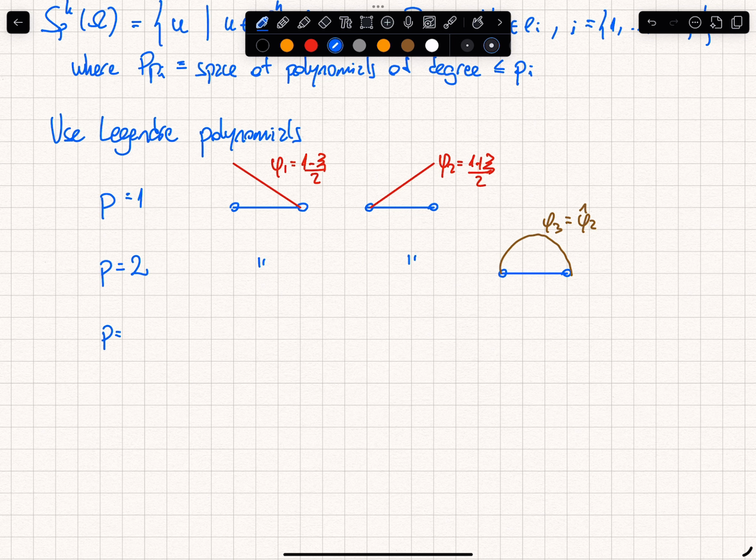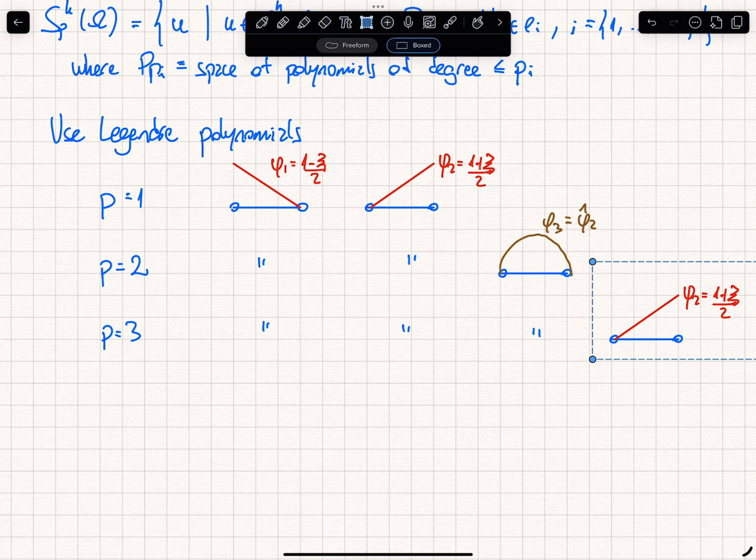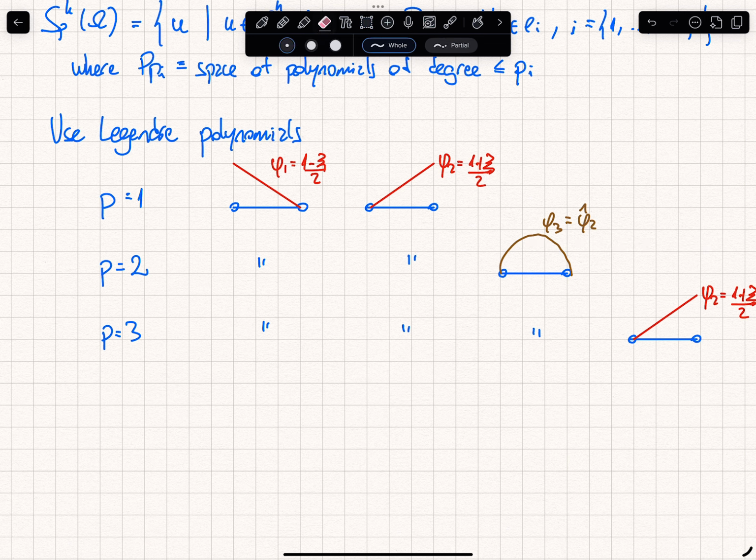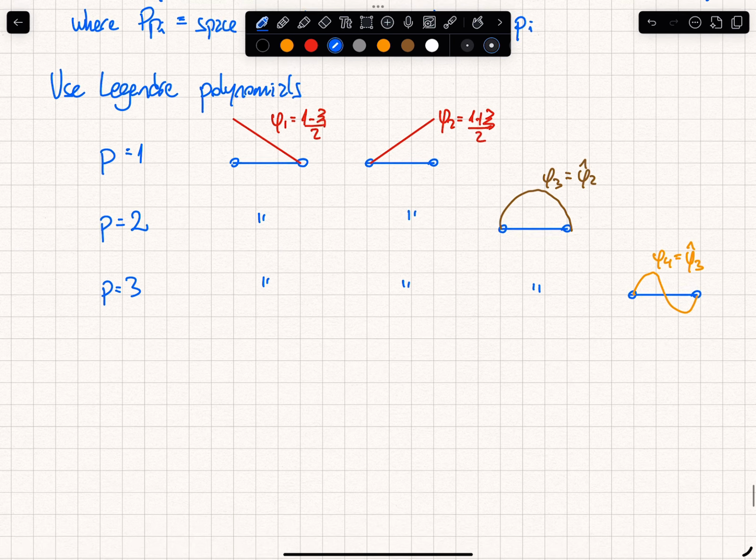Well, and then for p equals 3, this is the same, this is the same. Of course, I'm going to keep this one. And then I'm going to add one more. And that one more is going to look something like this. And this is phi4, which is equal to phi3 hat. Okay, so let's see, what is this phi hat function?